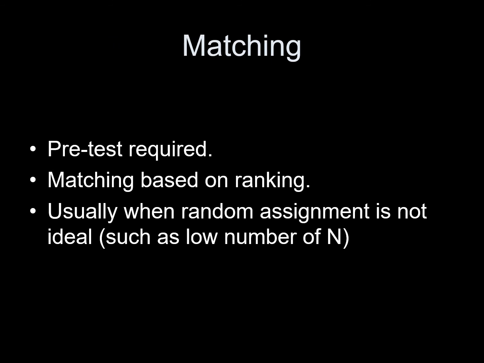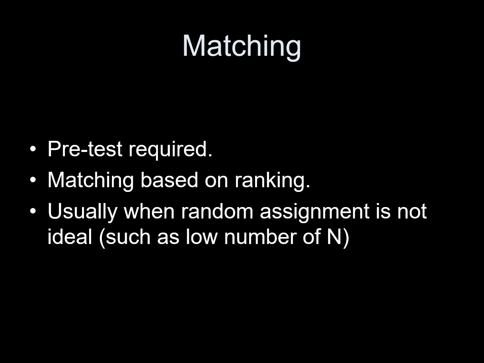Now, an alternative strategy to make sure that the two groups are comparable before the experiment commences is matching, but that requires some sort of pretest. Pretest means that before the manipulation has occurred, you get a baseline of what they are, and then you match them based on ranking. This is usually used when random assignment is not ideal.